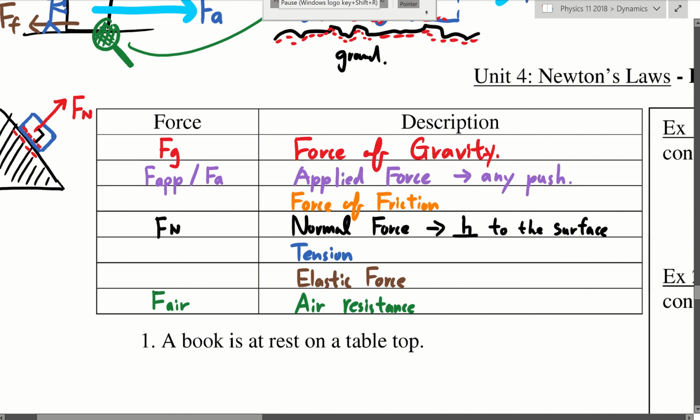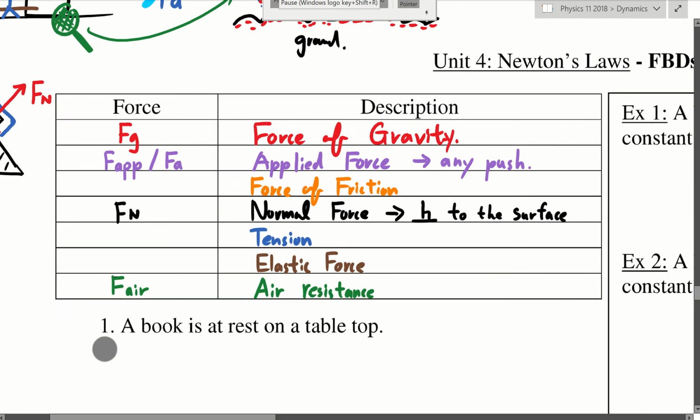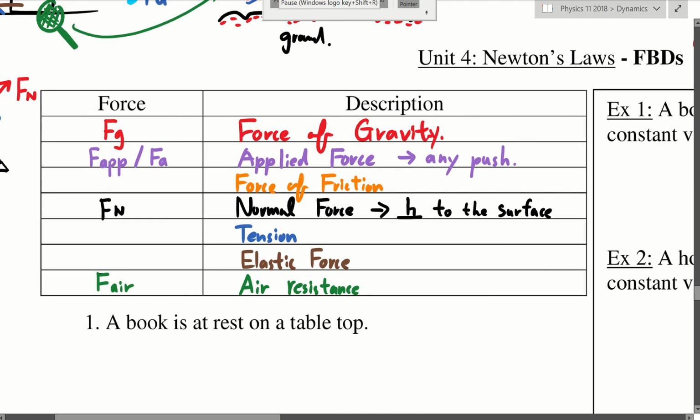So for example, if you're sitting here not doing anything right now, air resistance is 0. If you're running at 10 meters per second, air resistance might be 500 Newtons. But if you're running at 20 meters per second, air resistance will be greater, maybe 1,000 Newtons or something like that. So air resistance gets bigger as you move faster.